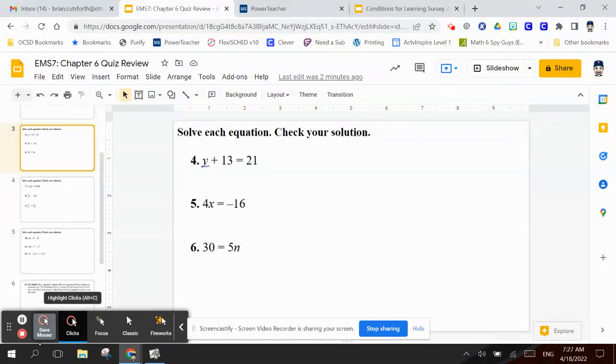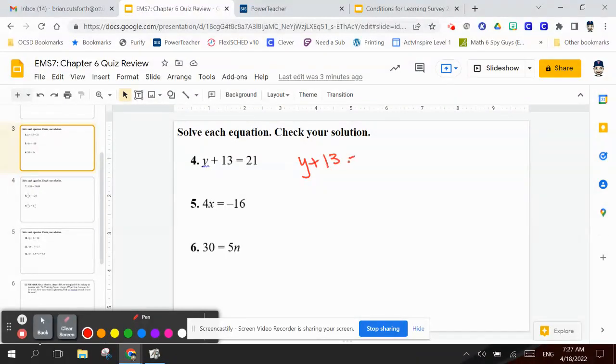Number 4, I have y plus 13 equals 21. So again, y plus 13 equals 21. I want to get my variable by itself, so I have to do the opposite of add 13, which is to subtract 13. 13 minus 13 is 0. I'm left with y equals 21 minus 13, which is 8.